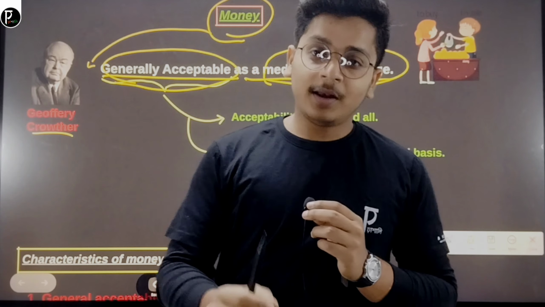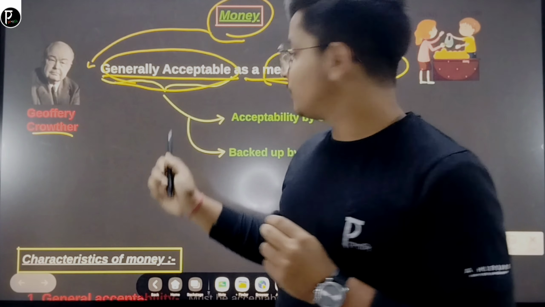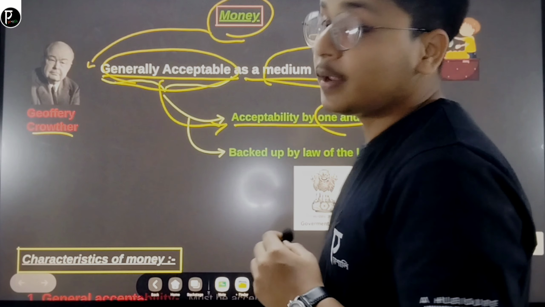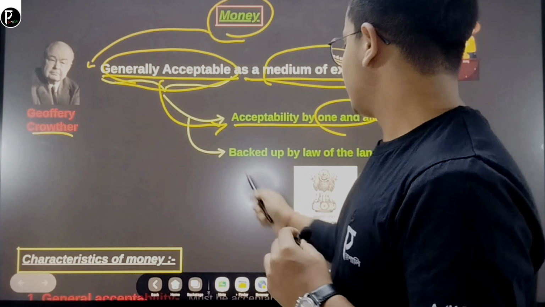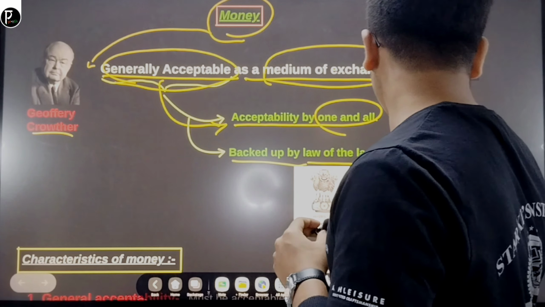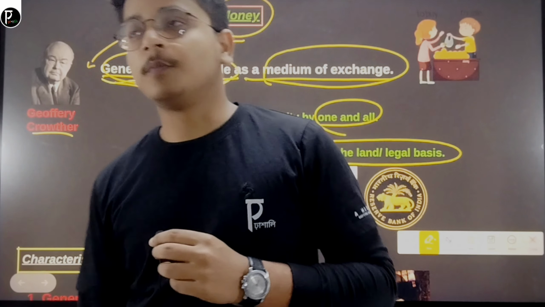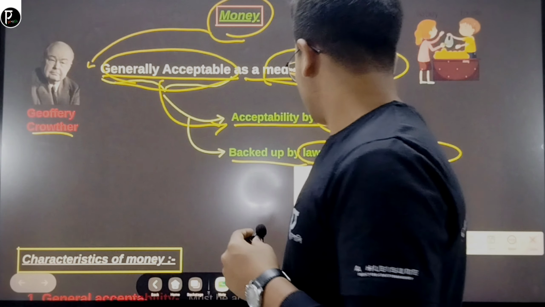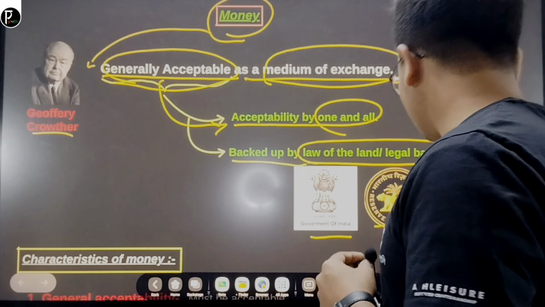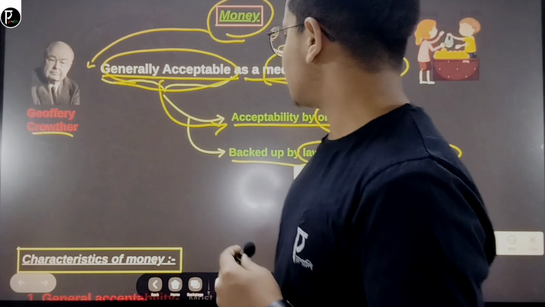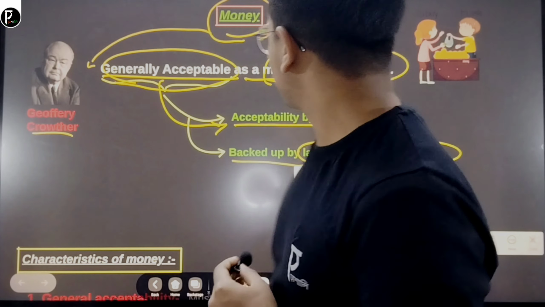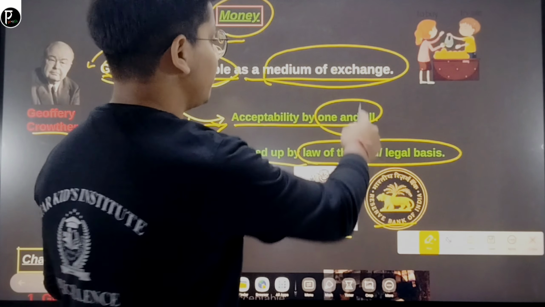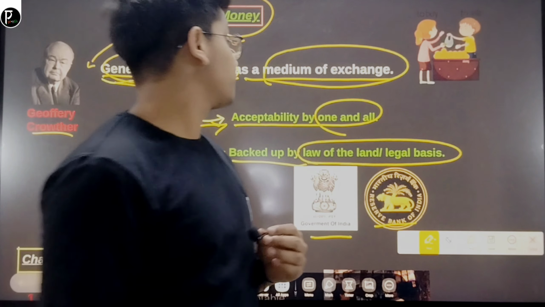So, generally acceptable means two things, which is acceptable by one and all in a particular country, and which is backed up by a law of the land or legal basis. For example, in India, there are many laws and regulations which control the supply of money, the legality of money. So, generally acceptable means these two things. And medium of exchange means that you can get any goods and services in return of money.